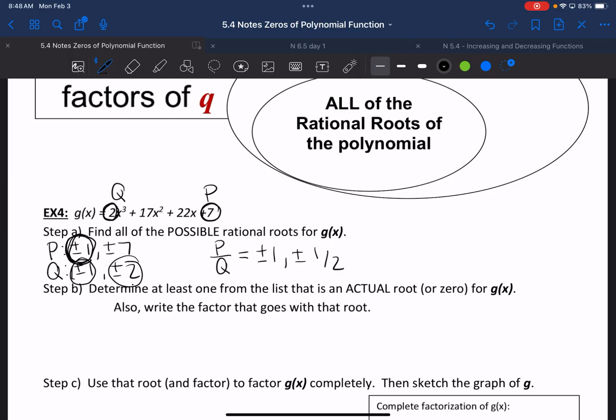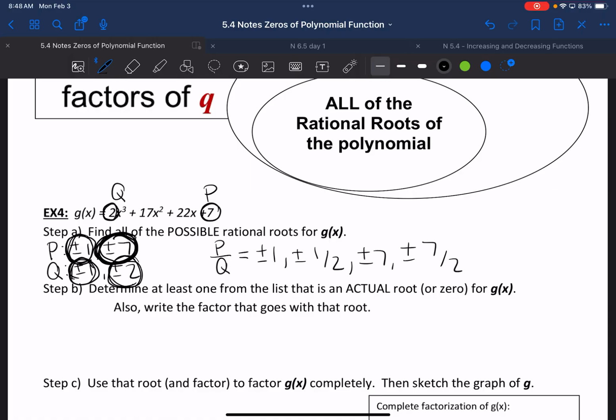Okay? All right. Then I'm going to try out any other combinations. Well, the only other term I had for P was 7. So let's say we put 7 over 1 for Q. Well, 7 over 1 simplifies to just 7, so it could be plus or minus 7. All right, and then I could also make the combination of the 7 for P and the 2 for Q, which would just be 7 over 2, right? Okay, so it says all of these are possible rational roots, okay?